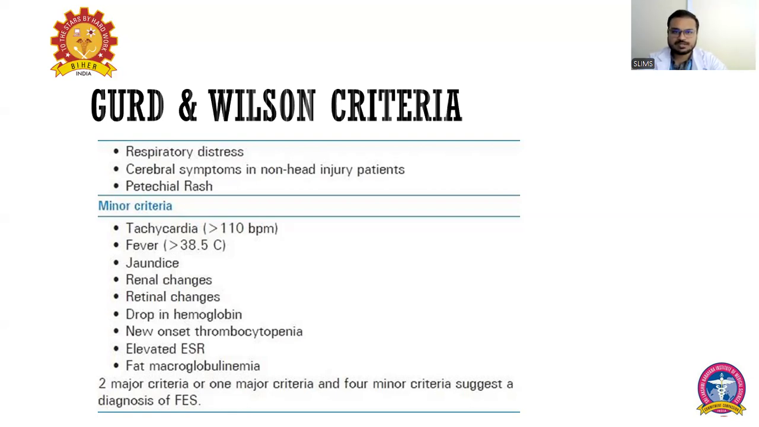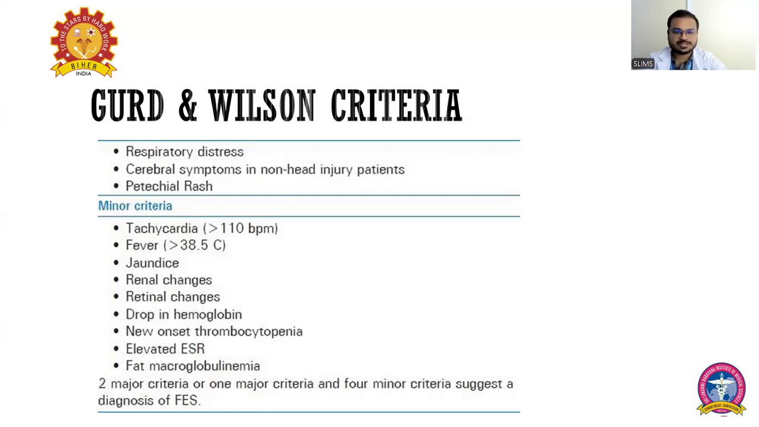Tachycardia of more than 110 beats per minute, fever of more than 38.5 degrees centigrade, jaundice, renal changes, retinal changes with retinal petechial hemorrhages, and a drop in the hemoglobin of the patient, new onset thrombocytopenia where the platelet level is decreased below 1.5 lakhs, and elevated erythrocyte sedimentation rate, and whether there is any fat macroglobulinemia, which we are going to find out with the total protein blood investigation.